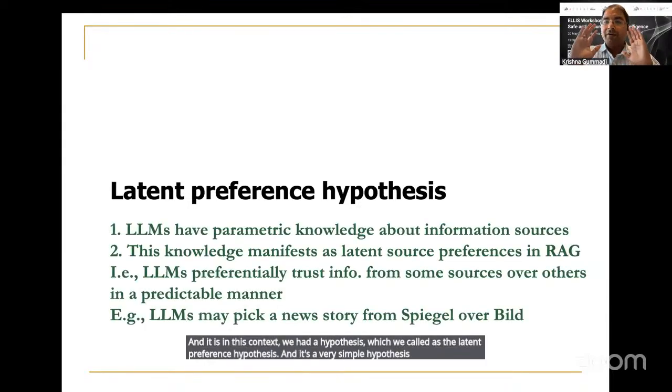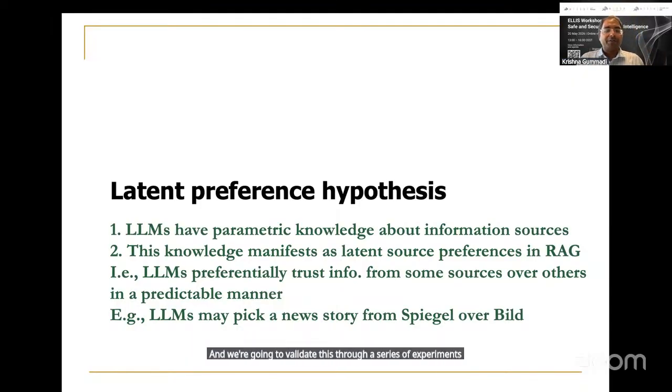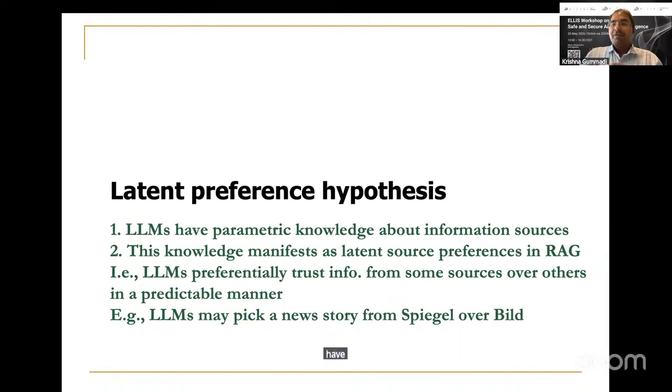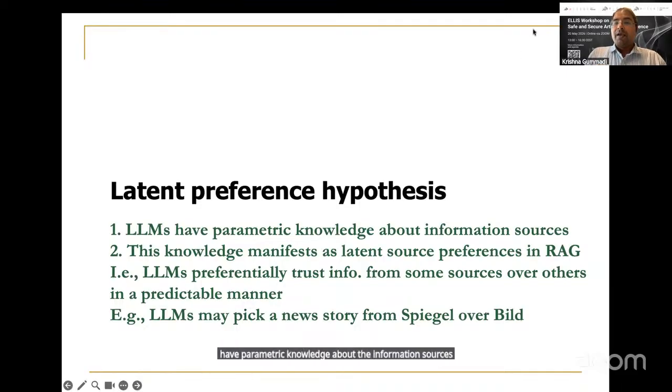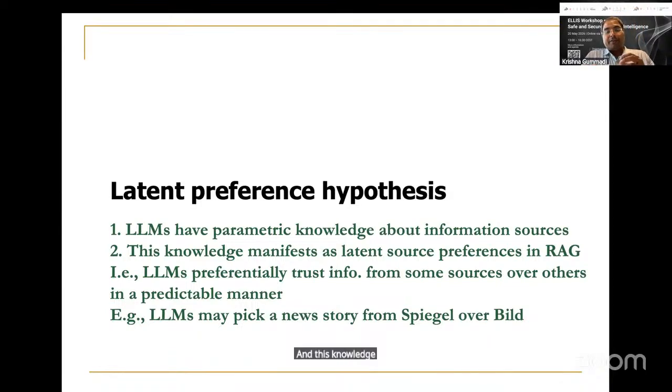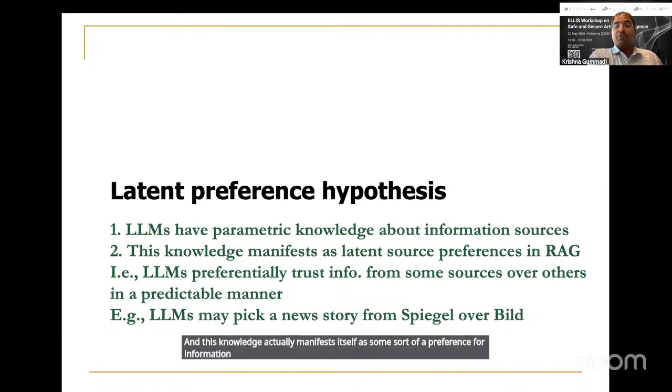At a very high level, our guess is that, and we're going to validate this through a series of experiments later that I'm going to describe, LLMs today have parametric knowledge about the information sources. And what I mean by parametric knowledge about the information sources is they have some sort of an implicit notion of trust or page rank, if you will, based on the source from which the information is coming. And this knowledge actually manifests itself as some sort of a preference for information from certain sources over others.